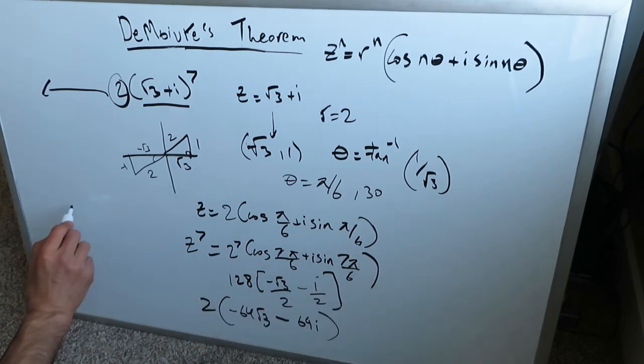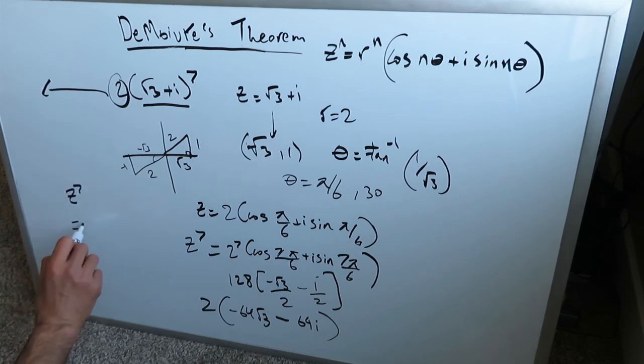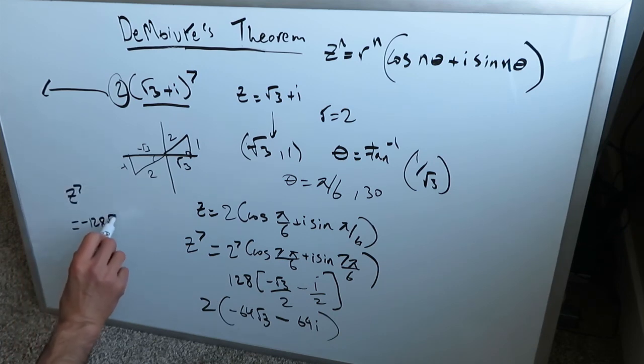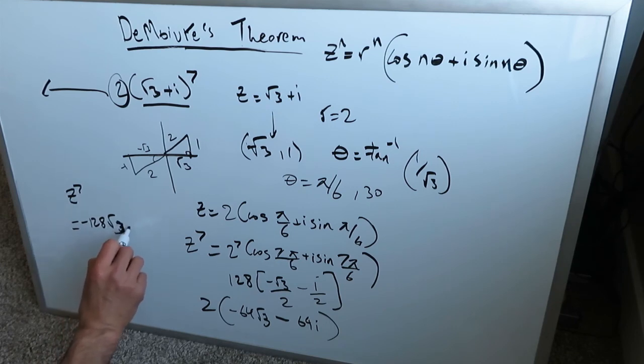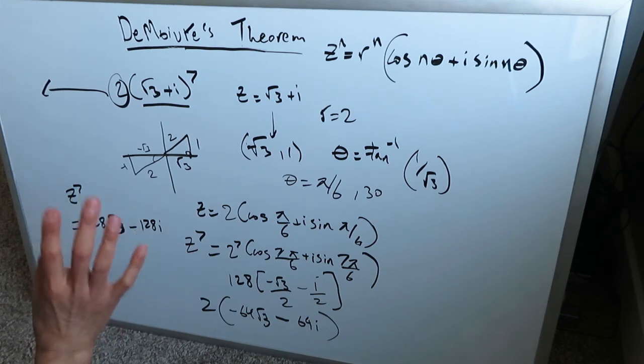Let's put it right over here. My final answer, z to the power of 7, is this. It'll be minus 128 root 3 minus 128i. I just remultiplied everything by 2. And this right here is our final answer. Hopefully not too messy handwriting wise, but we got it. That's the final answer: minus 128 root 3 minus 128i.